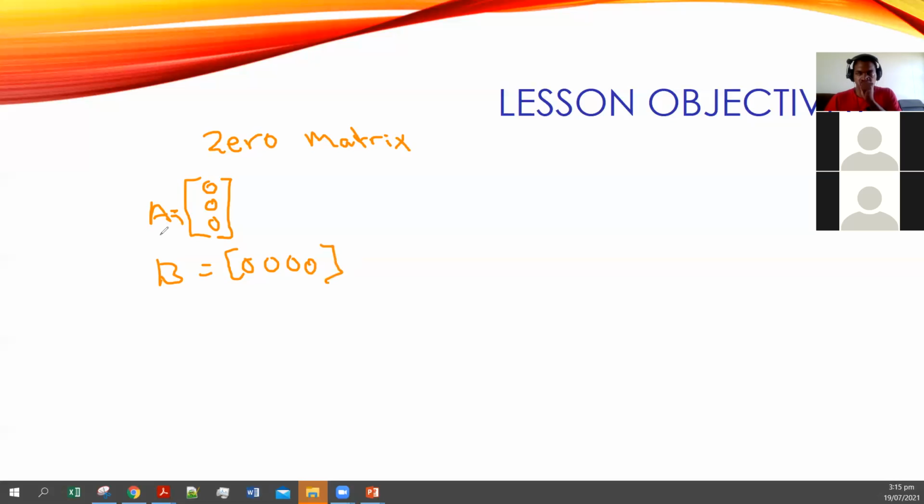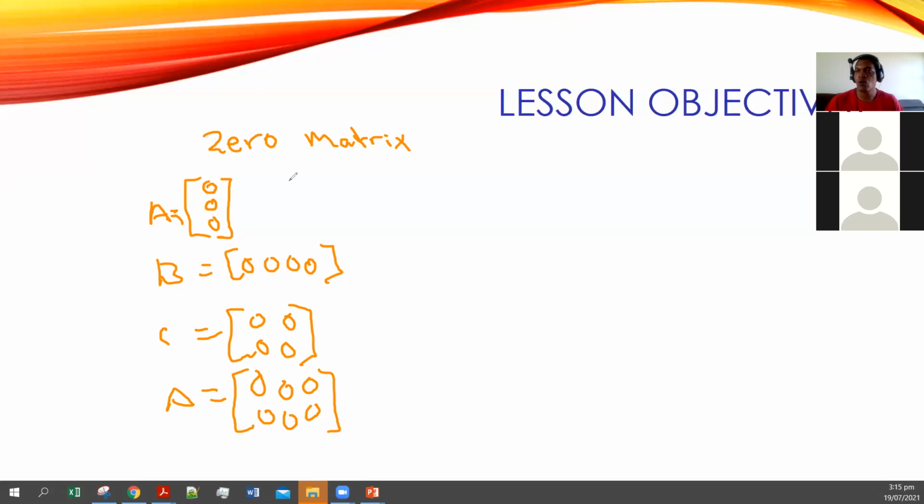It doesn't matter if it's a row matrix, a column matrix, a 2 by 2 matrix, or a 3 by 3 matrix. A zero matrix is just everything in that matrix is zero. So these are all zero matrices. If it's a ones matrix, then it means that everything in this matrix where you had a zero will now just be 1, 1, 1. That just means it's a ones matrix.